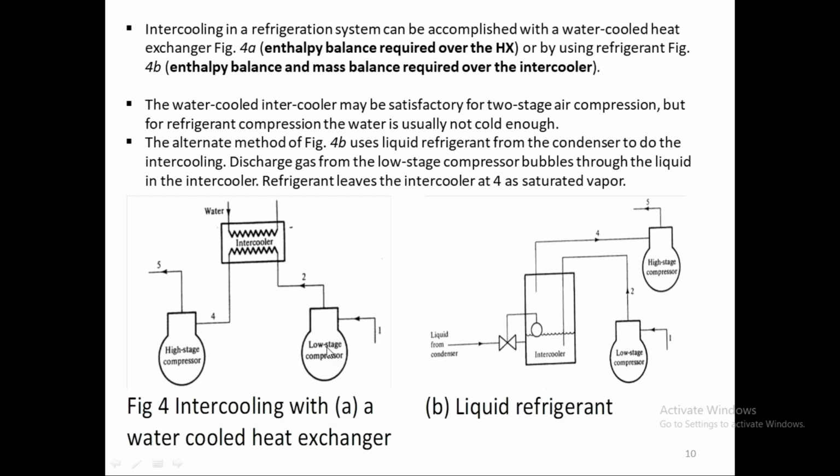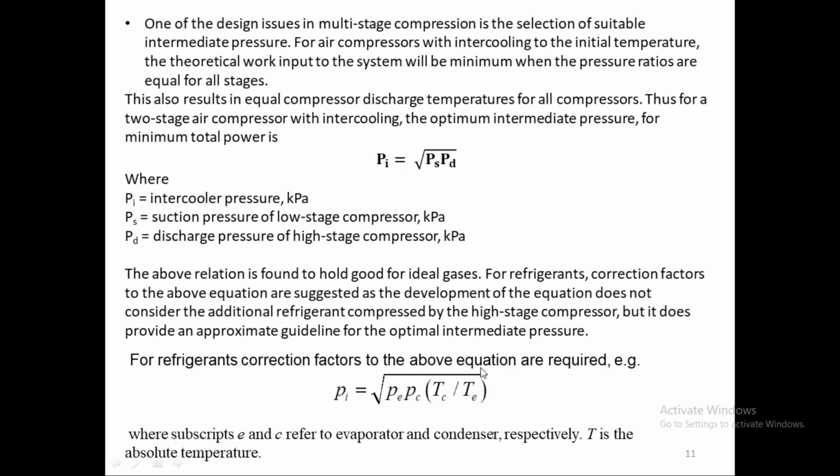In this scenario, whatever is coming out from this low stage compressor is going into the high stage compressor. But in our refrigerant situation, it is not the case. Whatever is coming from the low stage compressor goes to the high stage compressor, plus whatever gas we have separated in the flash tank. So it is more than that. So we have to apply a correction. But it does provide an approximate guideline for the optimal intermediate pressure.